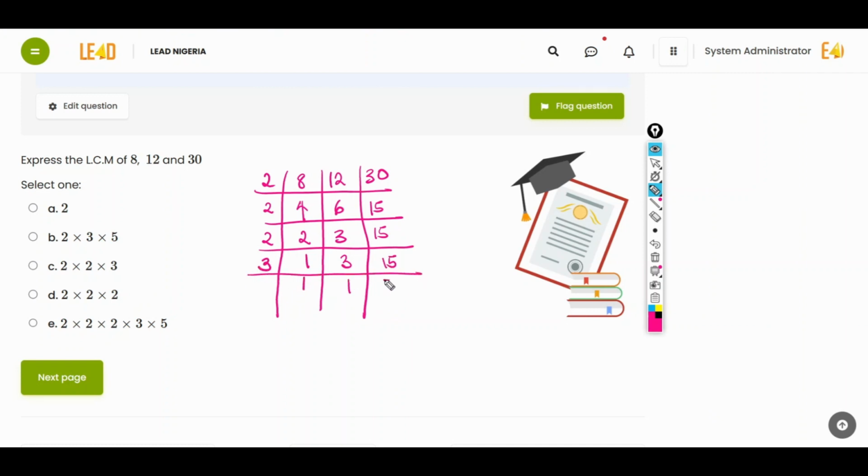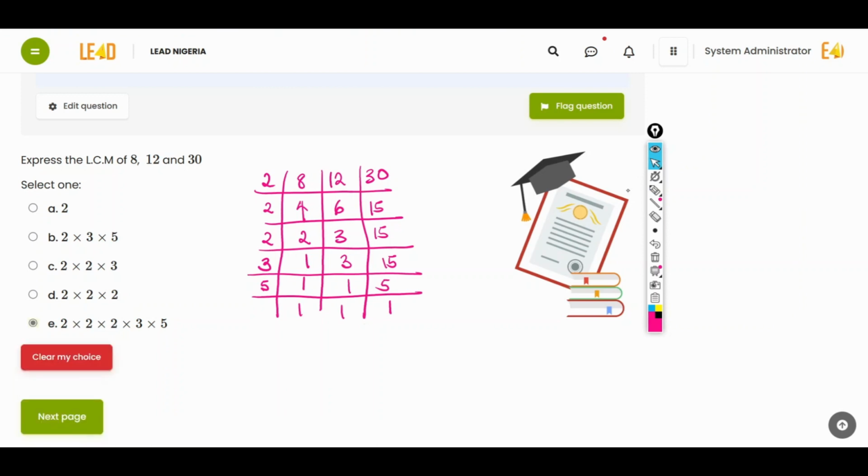1, 1, 5. And then 5, 1, 1, 1. We have 2 times 2 times 2 times 3 times 5. That option is option E. Option E, that's the correct option.